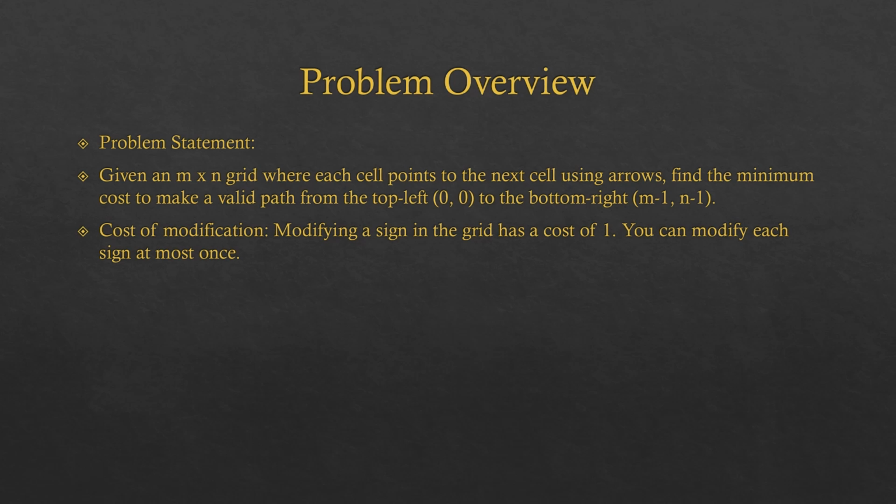We are given a grid and each cell contains an arrow pointing in one of four possible directions. Our goal is to find the minimum cost to create a valid path from the top left to the bottom right of the grid. Modifying a sign in the grid has a cost of 1, and we can modify each sign at most once. The challenge is to figure out how to do this with minimum cost.